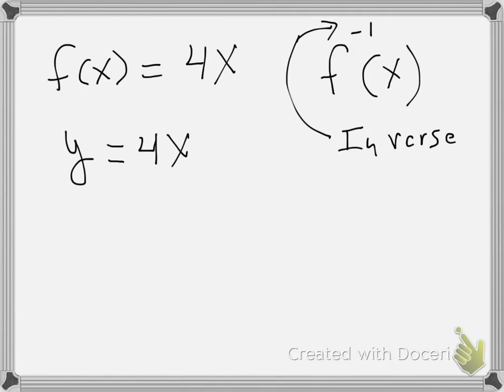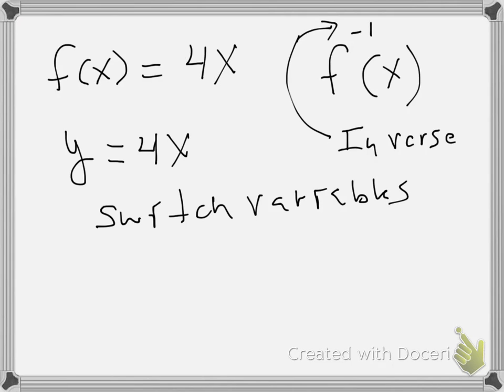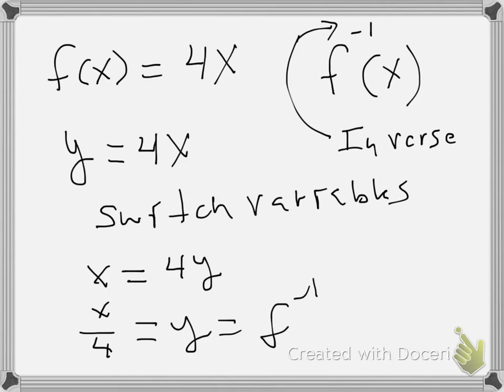Now, to find the inverse, switch variables. Right, so what we're going to have is x equals 4y. Now solve for y. So x over 4 equals y, and that's equal to the inverse function of x.